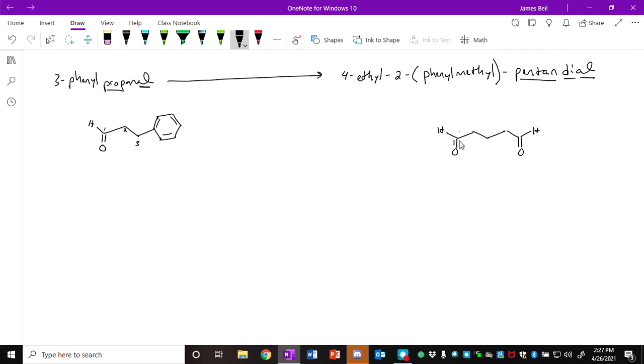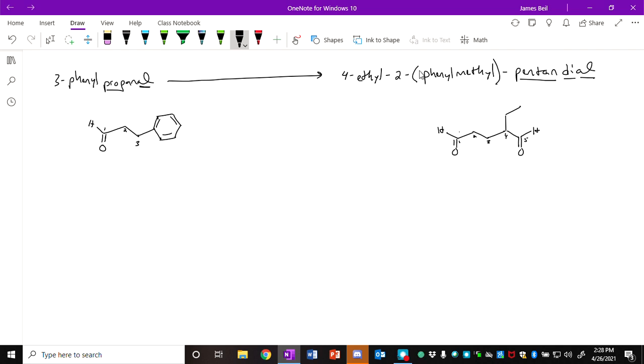So pent, because there are 5. Dial, because there are 2 aldehydes on either end, right? I can't put an aldehyde in the middle of the chain, or it wouldn't be an aldehyde, it'd be a ketone, right? So the aldehydes are presumed to be on the ends of the chain. So I've got some substituents here, obviously. I've got an ethyl on 4, and on 2 I've got a phenylmethyl.